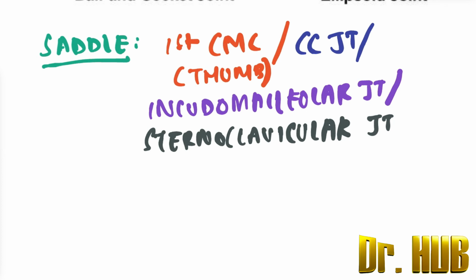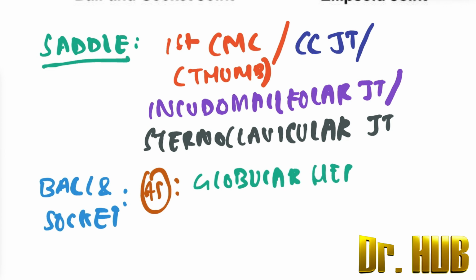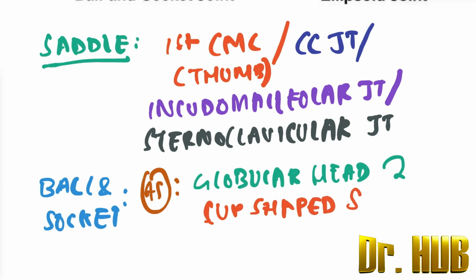Now let's move on to the last one, that is the ball and socket variety. Under the ball and socket variety, how is the articulating surface? There is a globular head, and this fits into a cup shaped socket.